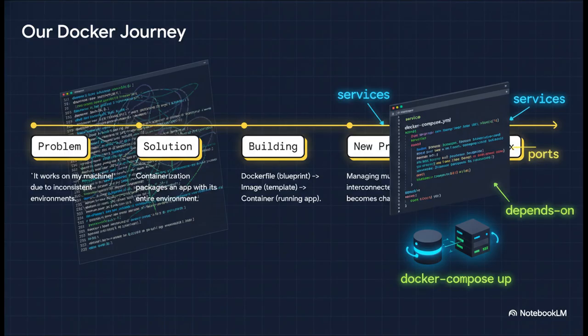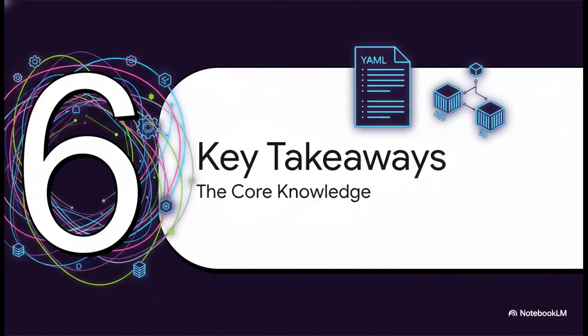We solved that for a single app by using a Docker file to build a portable image and then run it as a container. But that solution created a new kind of complexity when we started dealing with multiple services that needed to talk to each other. And today, we solved that final piece of the puzzle with Docker Compose, giving us a universal deployment solution for pretty much any application. So, after all of that, what are the most crucial points to remember from this entire series? What's the core knowledge that you should really take away with you?